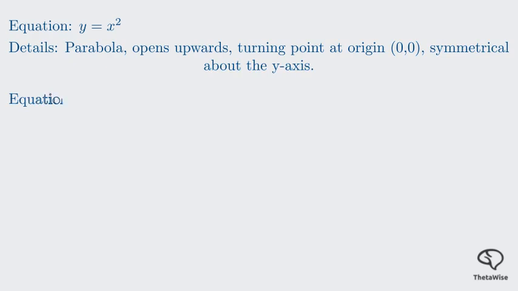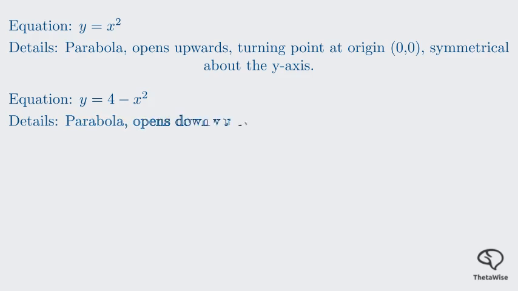Next, y equals 4 minus x squared. We can rewrite this as y equals -x squared plus 4. The coefficient of x squared is -1, so it opens downwards. The c term is 4, so the y-intercept is at 4.